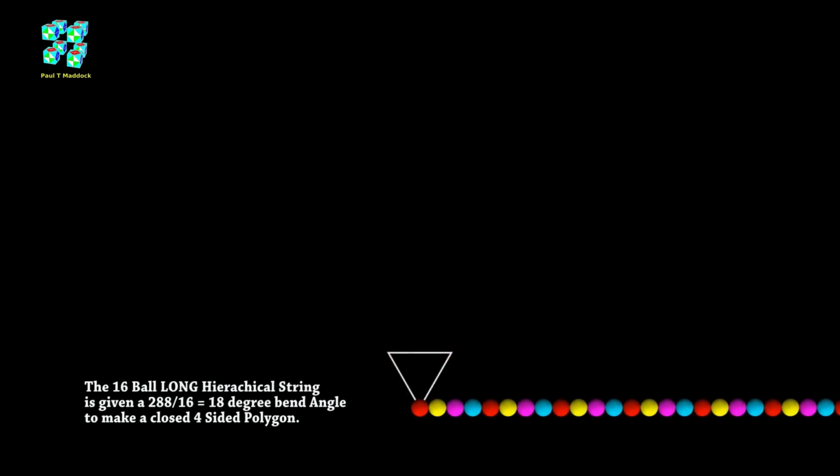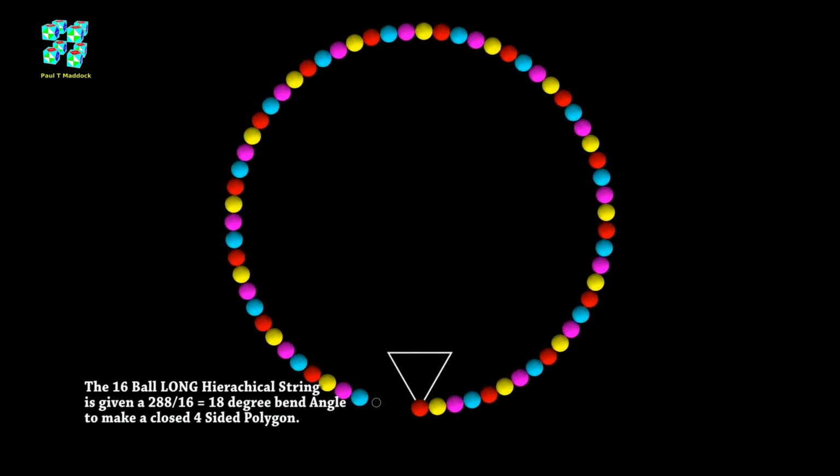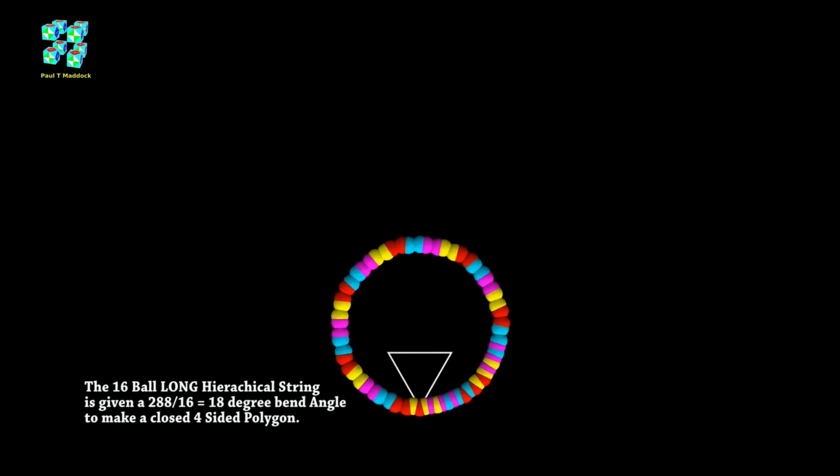Now this 288 system has a great advantage because the groups of 4 can be linked together in a long hierarchy. Okay, I just showed that a group of 12 can give a triangle. But my next step, instead of using 12, I'm using 16. Now I linked a load of copies of this 16 string together, and this is what the results are. Now by dividing 288 by 16, it comes to 18 degrees.